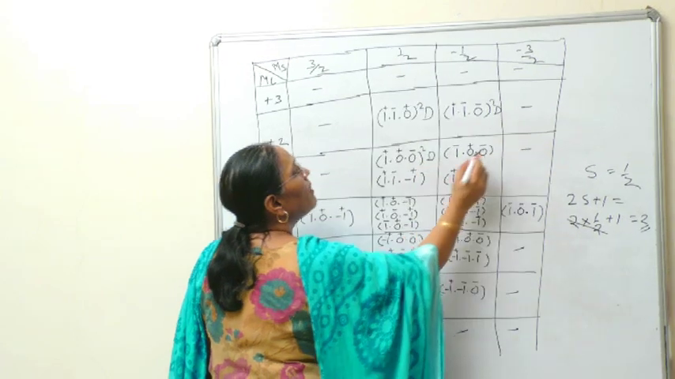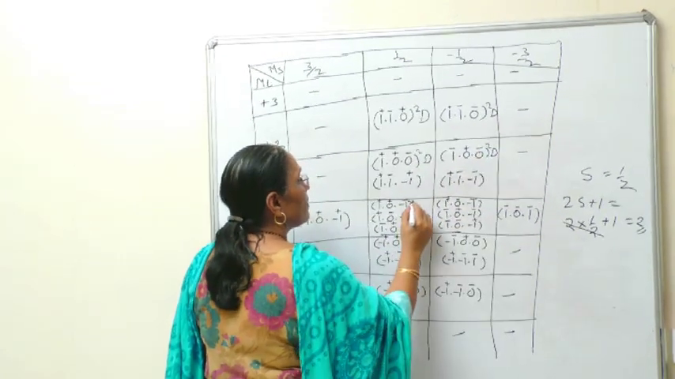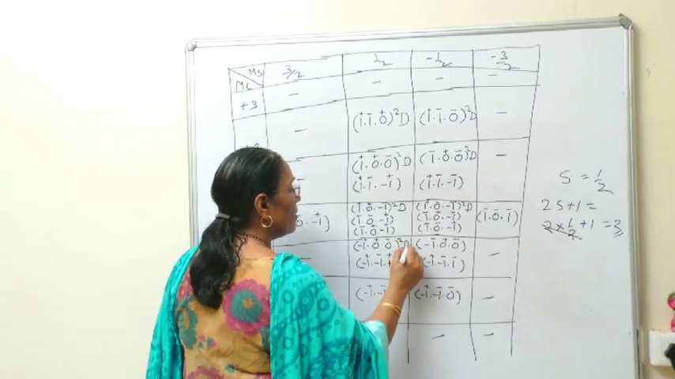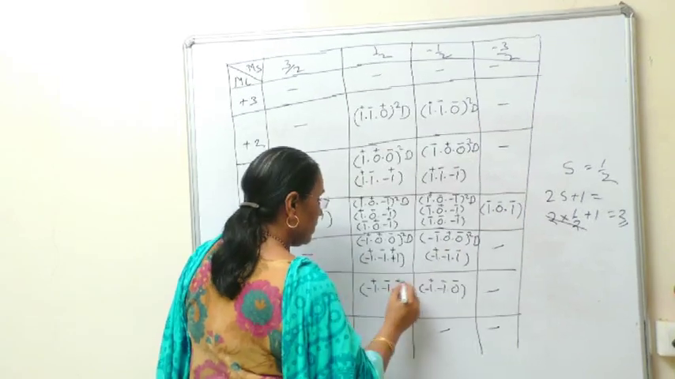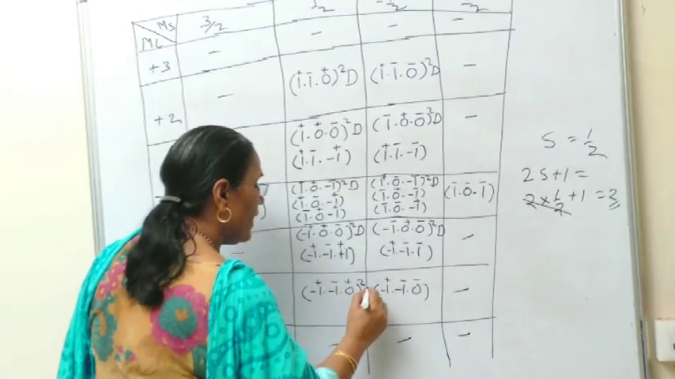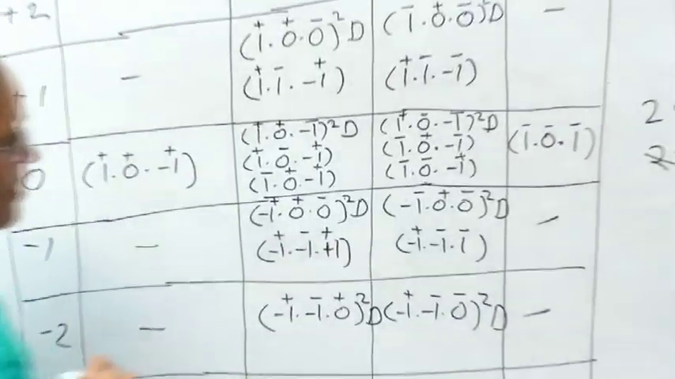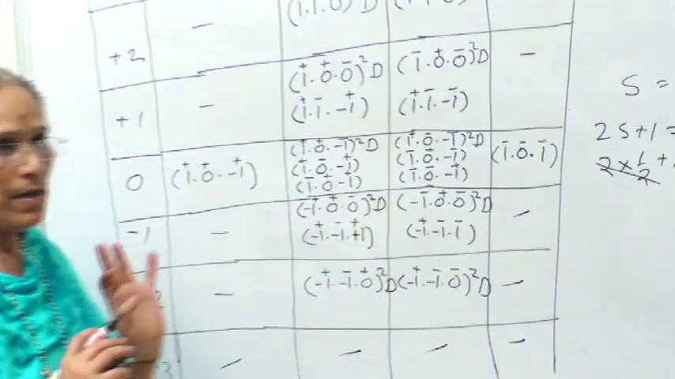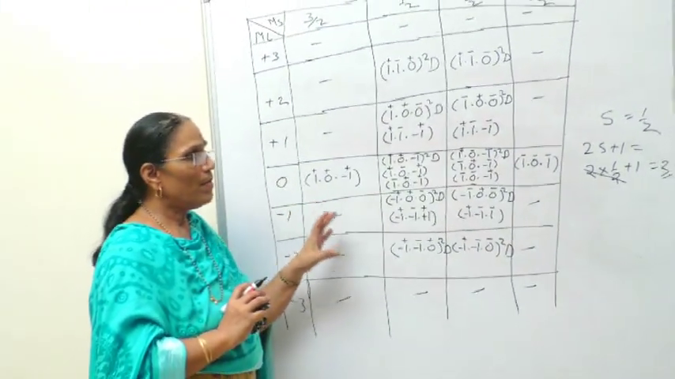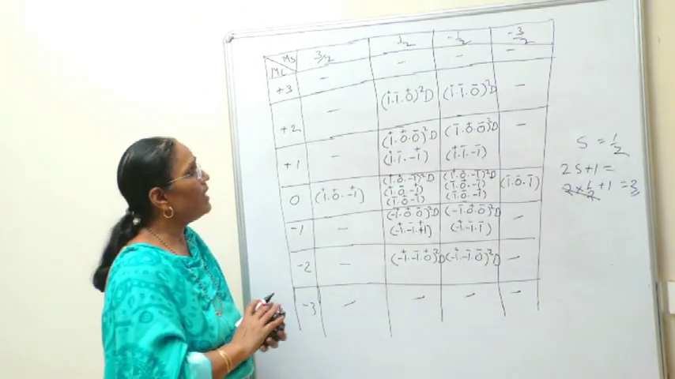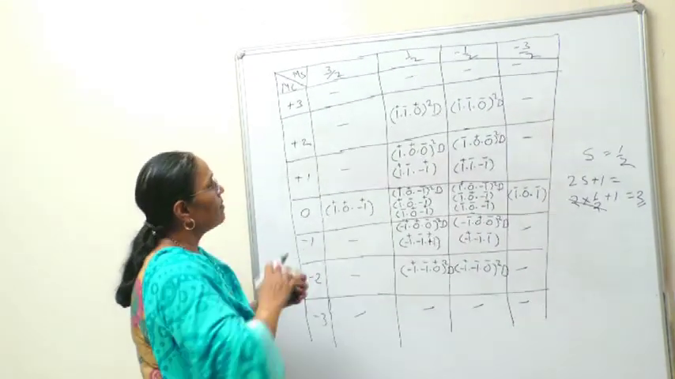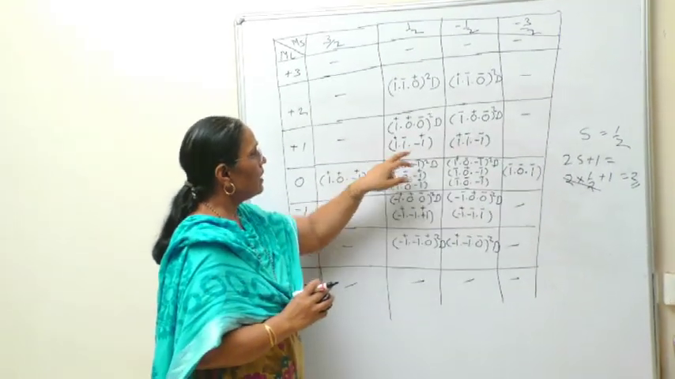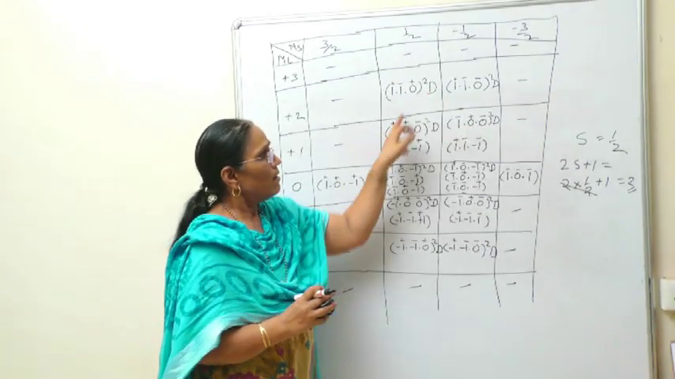So the first term goes to doublet D, for only 2 total spin values, with ML from plus 2 to minus 2. So in this way 1, 2, 3, 4, 5, 6, 7, 8, 9 and 10, 10 microstates belong to the doublet D term out of 20 microstates. Then the next microstate for assignment to the term comes to be this microstate. These are assigned to doublet D.